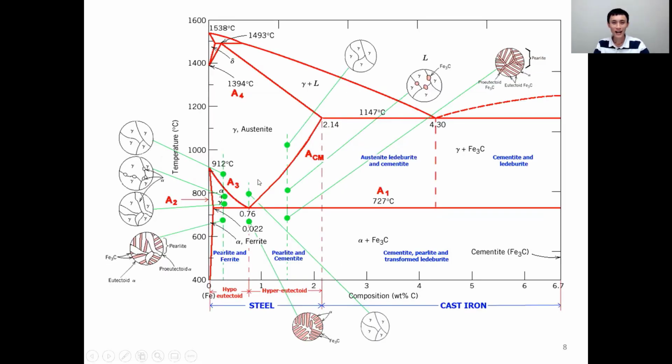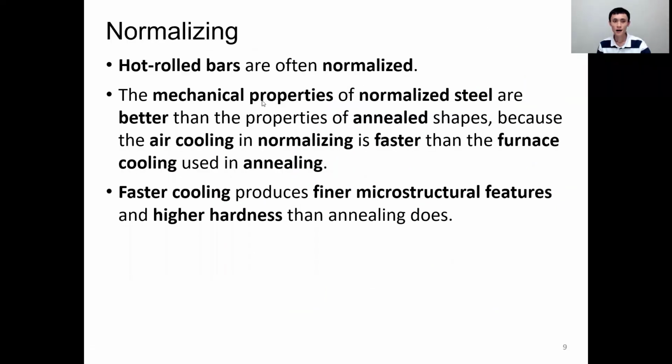And like we said, for normalizing we still have to heat up the material into the austenitic temperature and let it cool down in the air. Hot rolled bars are usually normalized, and the mechanical properties of normalized steel are usually better than the properties of annealed steel, because air cooling has a faster cooling rate than furnace cooling, which means normalizing has a faster cooling rate than annealing. Faster cooling produces finer microstructures and also higher hardness than annealing does.